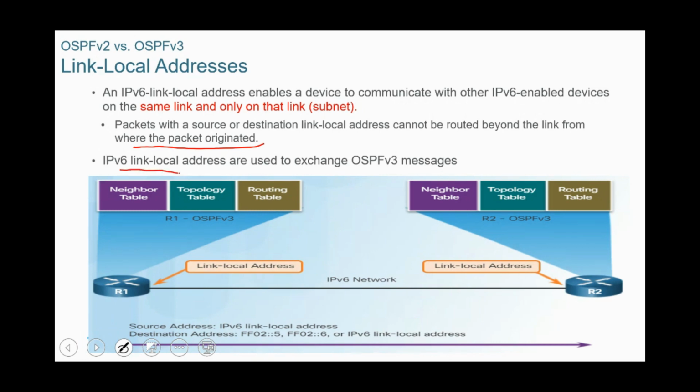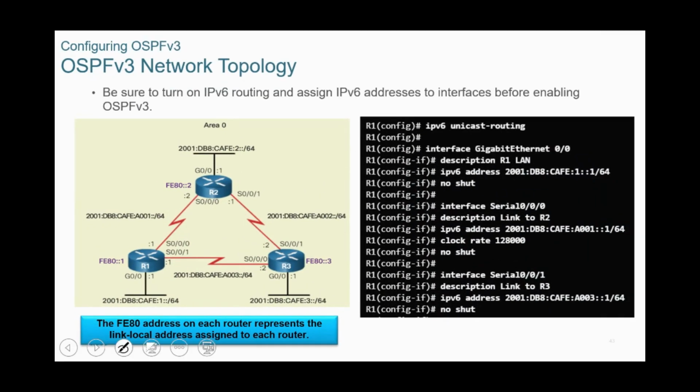So IPv6 link local addresses are used to exchange OSPF version 3 messages. You have R1 here, and it exchanges its link local address with Router 2, and Router 2 exchanges its link local address with Router 1. So they are exchanging the OSPFv3 messages.